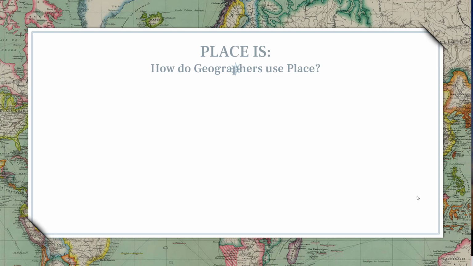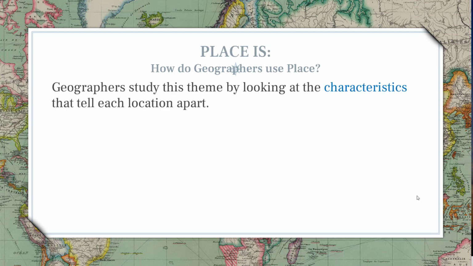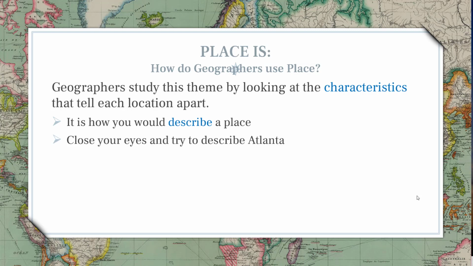But how do geographers use place? Well, geographers use this theme by looking at the characteristics that tell each location apart. And we're going to talk about the difference between location and place in just a second. So it's how you would describe a place. So for instance, if you were told to close your eyes and try to describe Atlanta or Marietta or Powder Springs? Or how do you tell Antarctica and the South Pole apart? You have to describe the characteristics that make them different.